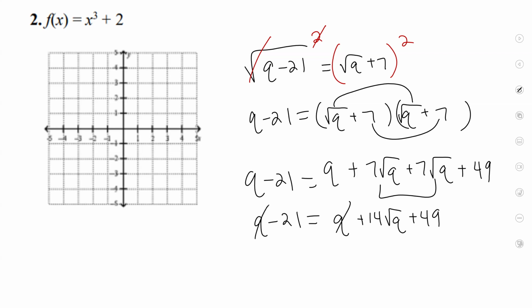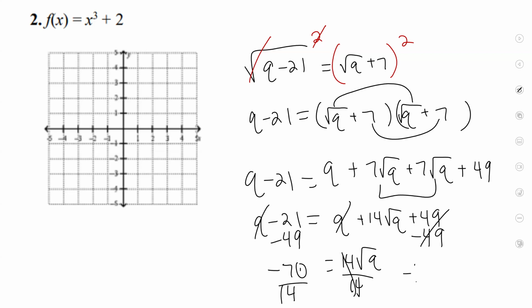These cancel out. I can move this 49 over. So this will be what, -70? Equals 14 square root of Q. Divide both sides. And then you'll get a negative number right here. Square root of Q, then you'll square both sides.